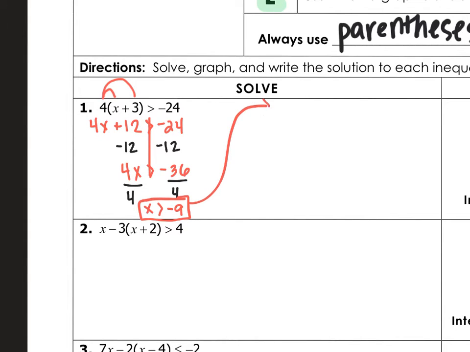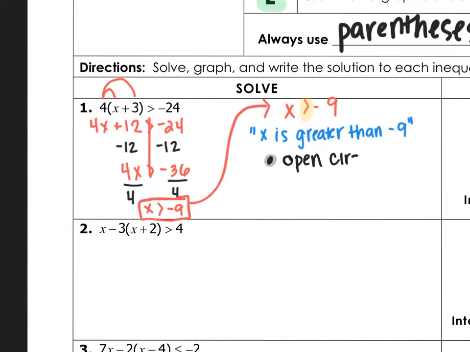So I'm going to just write this up here because there's going to be some little notes that we're going to have to write. First things first, I'm going to write this in words. X is greater than negative 9. Since we have the greater than symbol, the first thing to note is that we are going to use an open circle, and then the greater direction is always going to point to the right.